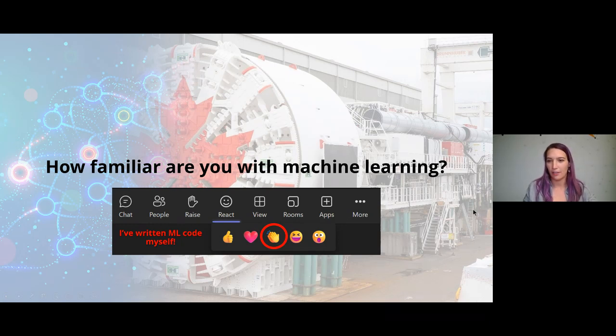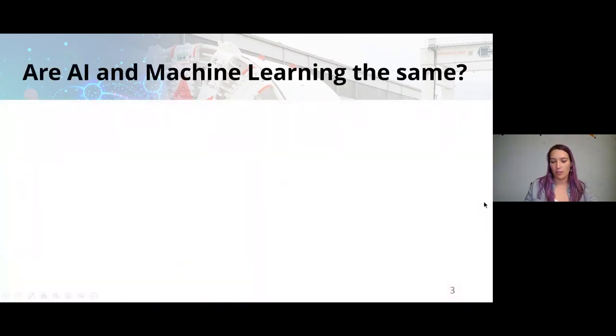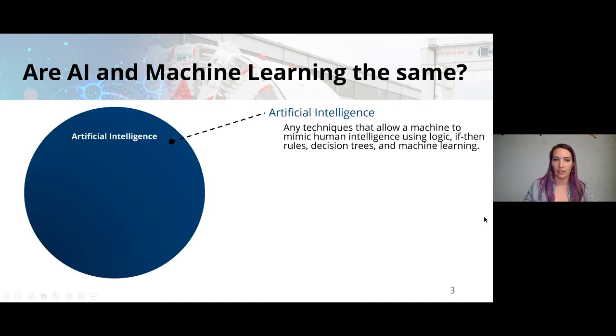So I'll try to tailor the conversation to that. First and foremost, I want to make sure that we're all on the same page with respect to the terminology and the nomenclature. Something I get asked a lot is, are AI and machine learning the same? And the answer is kind of yes and no. As with most things in our industry, it depends. But really, machine learning is a subset of AI. And I'm going to demonstrate here with a little diagram.